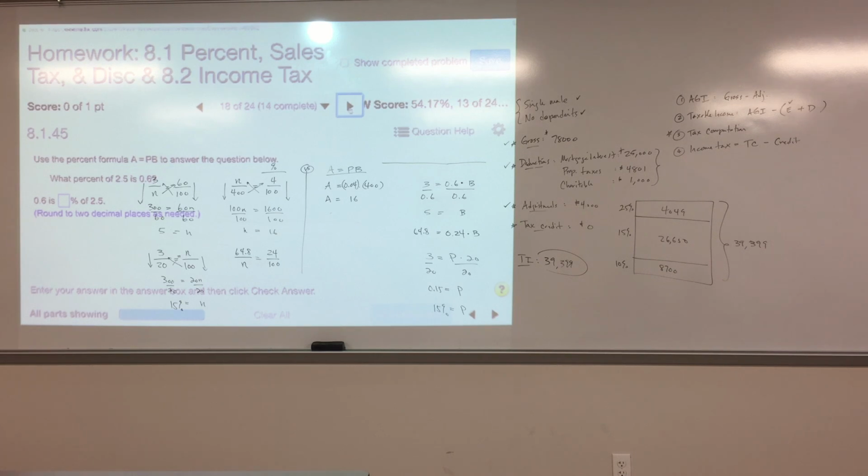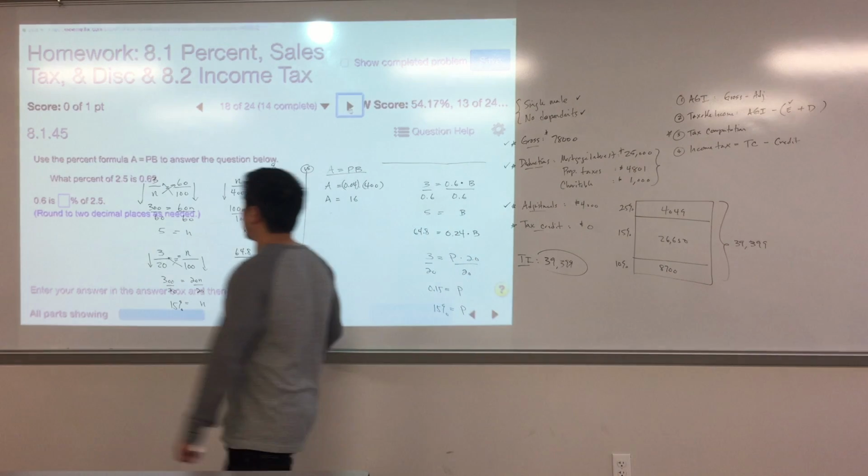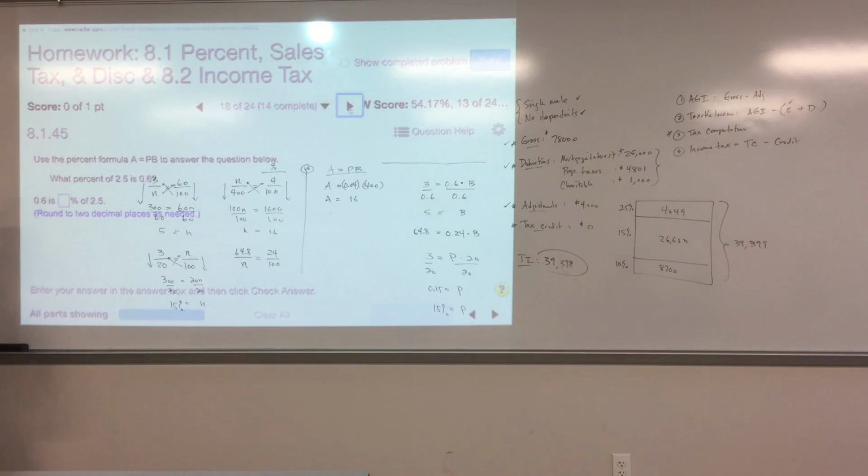Do you guys want me to do another one? I'm happy to. Just let me know. Anybody want to do this one, number 18? Yep, okay, let's do that, no problem. So, it says, what percent of 2.5 is 0.6? Let's set this up using our proportions.